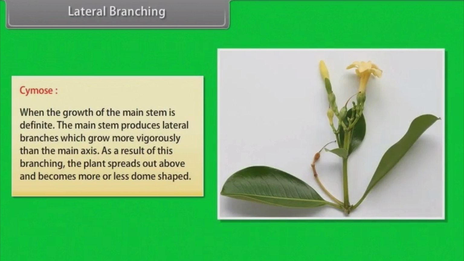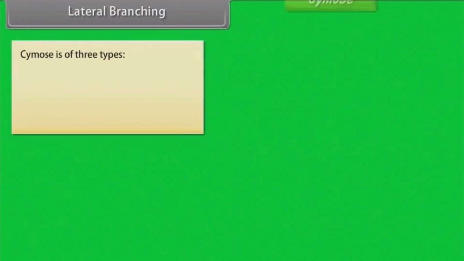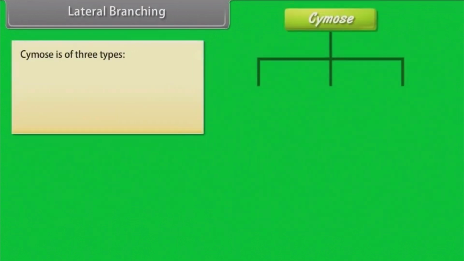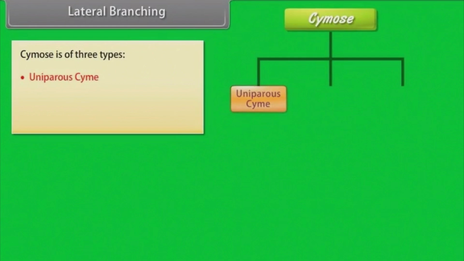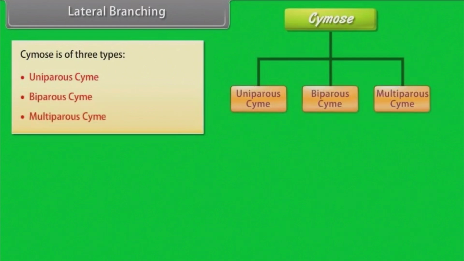Chymose. When the growth of the main stem is definite, the main stem produces lateral branches which grow more vigorously than the main axis. As a result of this branching, the plant spreads out above and becomes more or less dome-shaped. Chymose is of three types: uniparous chyme, biparous chyme, multiparous chyme.